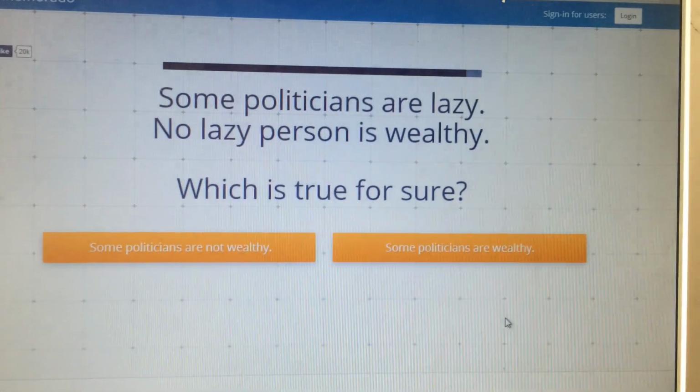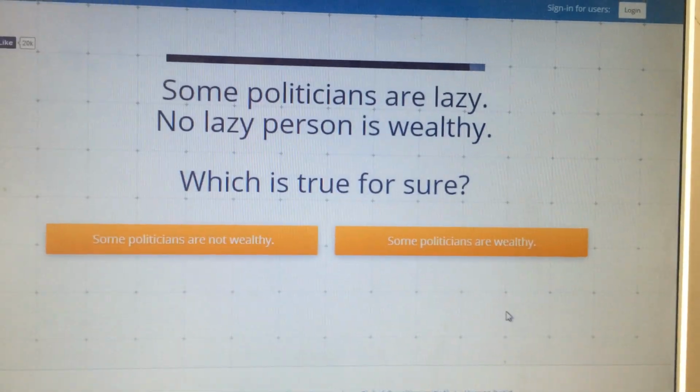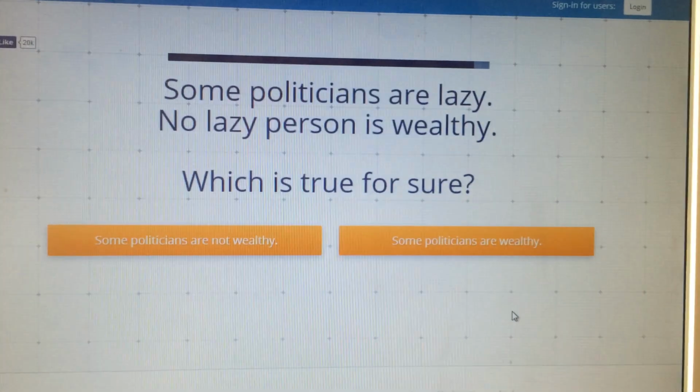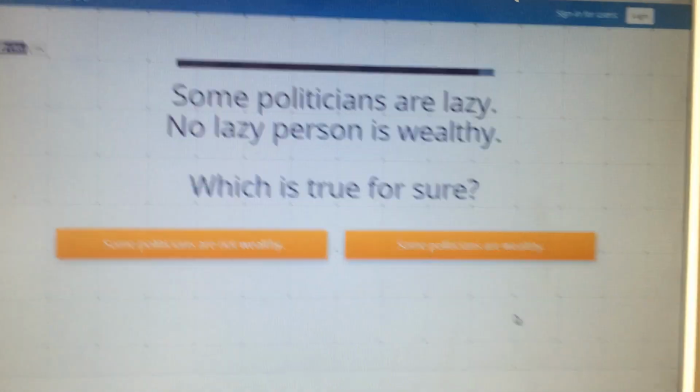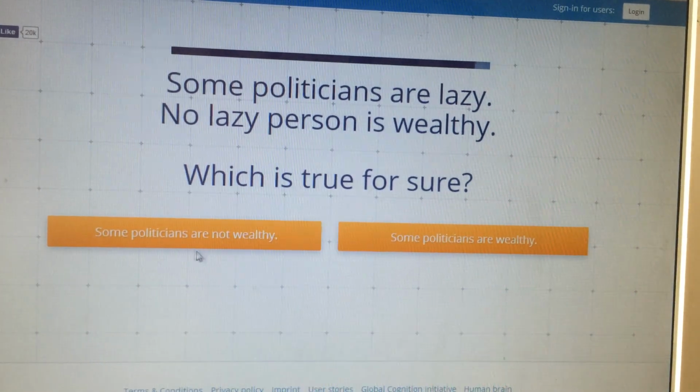No lazy person is wealthy. So we take a group of politicians, we separate them into a pile that are lazy and a pile that are not lazy. It then says none of the lazy ones are wealthy. So what are they saying is true? Some politicians are not wealthy.